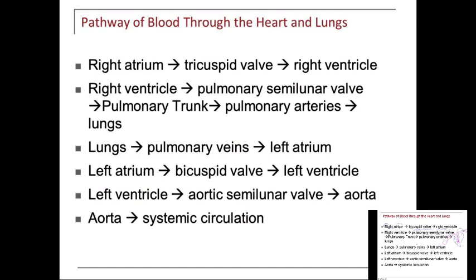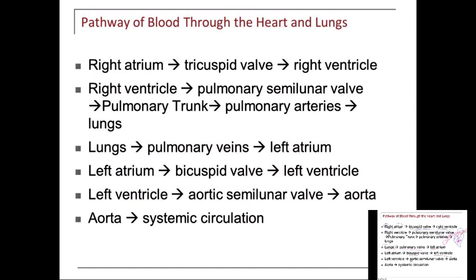Okay? Then, from the lungs, pulmonary veins. Now remember, the pulmonary veins are going to be red because they're carrying oxygen back into the left atrium. All right. So now they're into the left atrium, through the bicuspid valve into the left ventricle. So it's going to bring blood down this way.